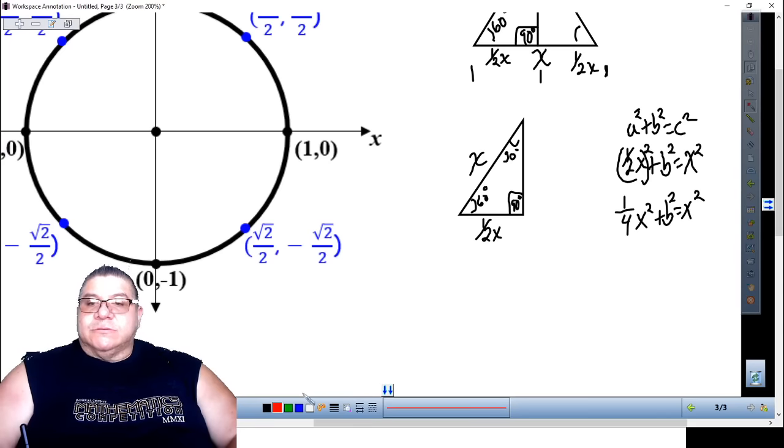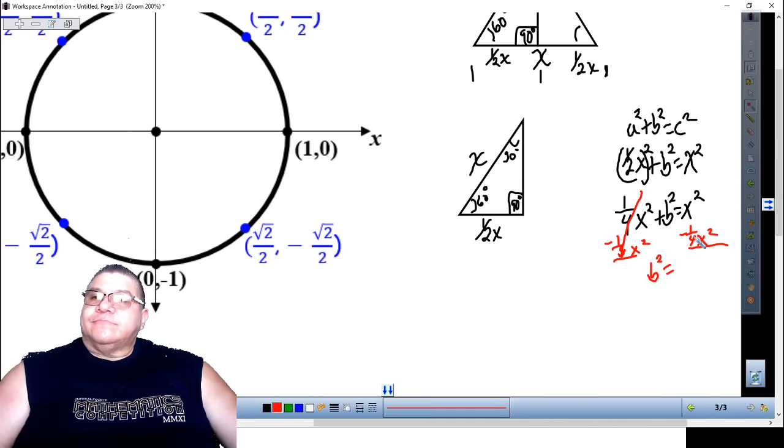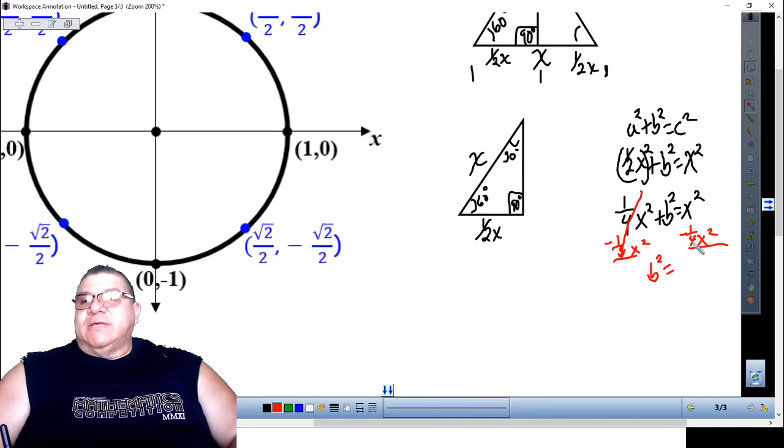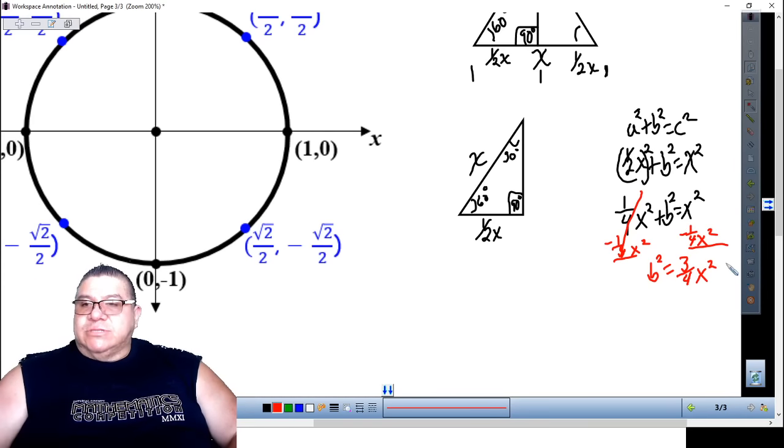I'm going to use red. Minus 1/4 x squared, minus 1/4 x squared. So we're left with b squared equals, what is 1 minus 1/4? So imagine you have $1, take away 1/4. What does that leave us with? Right, 3/4 x squared.